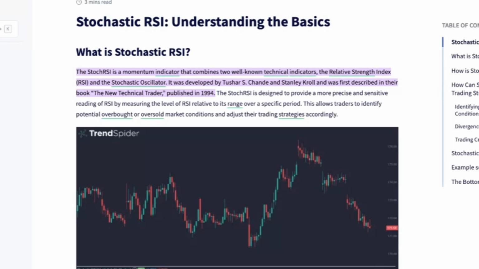The Stochastic RSI is designed to provide a more precise and sensitive reading of RSI, measuring the level of RSI relative to its range over a specific period. This allows traders to identify potential overbought or oversold market conditions and adjust their trading strategies accordingly. So simply, this shows you when a specific coin is extremely overbought, which means the price needs to come down, or extremely oversold, so the price needs to go back up.